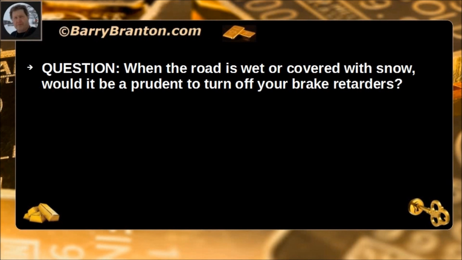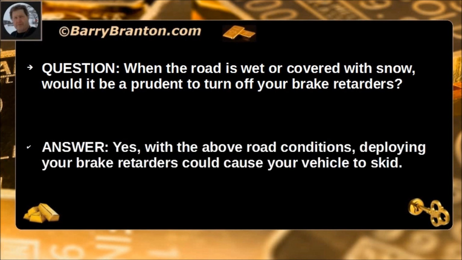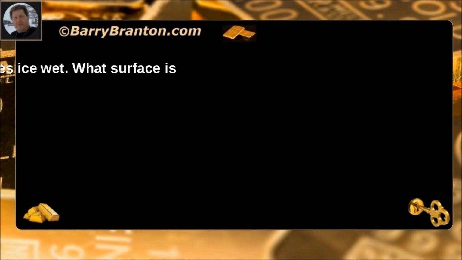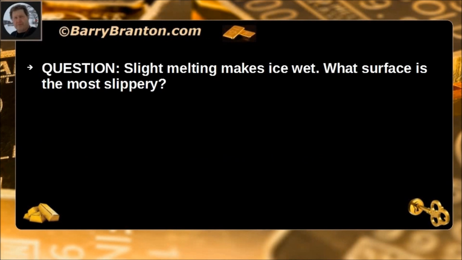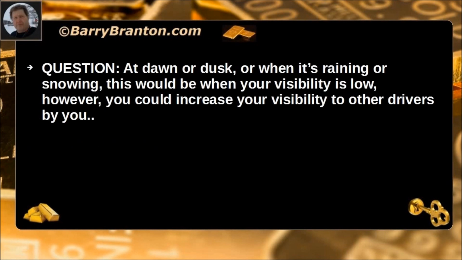When the road is wet or covered with snow, would it be prudent to turn off your brake retarders? Yes, with the above road conditions, deploying your brake retarders could cause your vehicle to skid. Slight melting makes ice wet. What surface is most slippery? Wet ice.